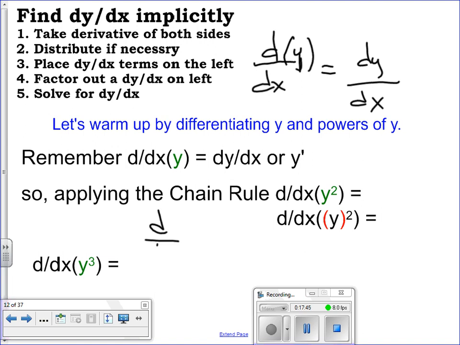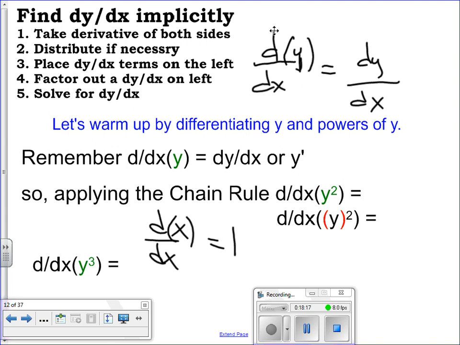If you take the derivative of x with respect to x, dx dx, what is anything over itself? 1. So the derivative of x is 1. The derivative of y is dy dx. You got that? So if it's just x, the derivative is 1. You don't have to say 1 dx dx. You just say 1. Okay? But when you take the derivative of y with respect to x, it's dy dx.